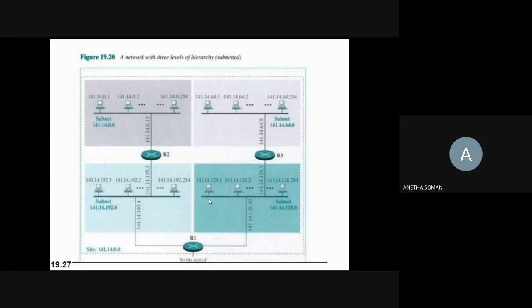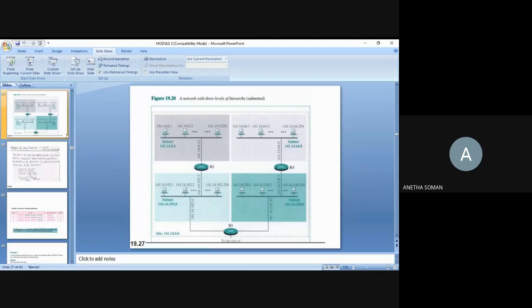Understanding what is the meaning of subnetting? Yes or no? Subnetting means you are dividing the network into small networks. Instead of having all the hosts connected to the main network, you are grouping the hosts. That concept is called subnetting. Understood? Yes or no? Yes. Okay, yes, miss.